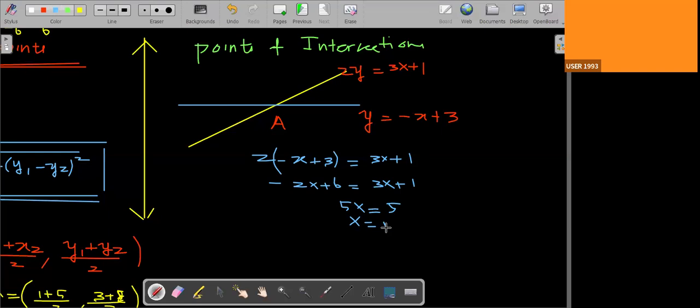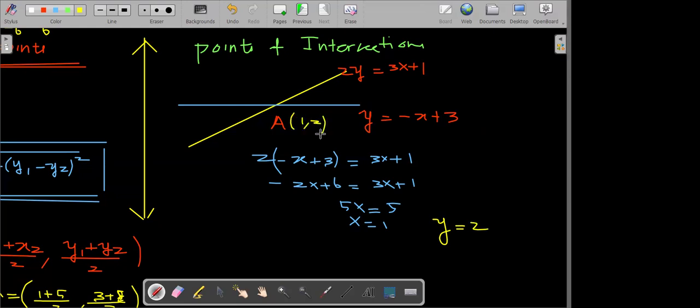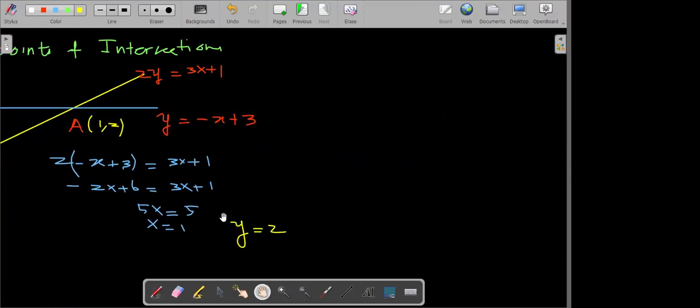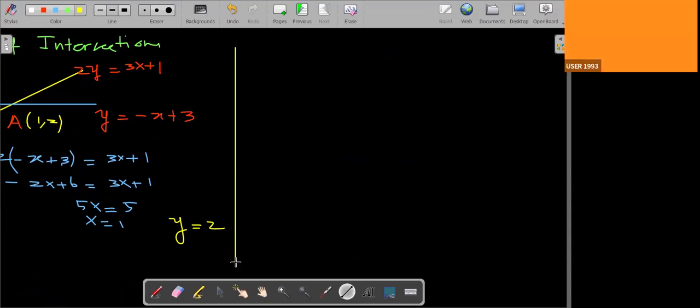After finding the x coordinate, you can just find the y coordinate by substituting into one of the equations. I think this is easy. If x is 1, y is 2. So the coordinate of A is 1, 2. You see that? Yes. That's how we find what? Point of intersection between two straight lines. Got it? Yes, sir. Right. Next concept is parallel and perpendicular lines.